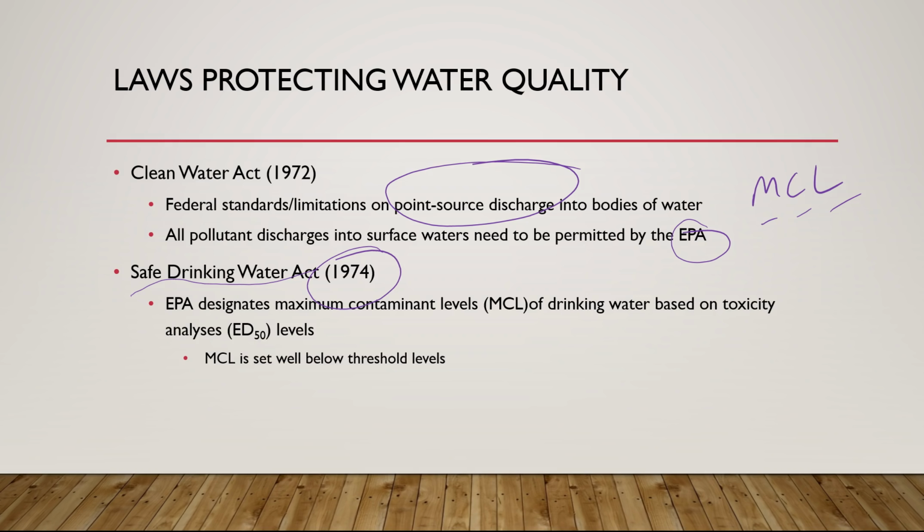The Safe Drinking Water Act sets much higher standards for our drinking water than what would be safe for discharge. Okay? So the EPA designates maximum contaminant levels also for our drinking water based on toxicity and ED50 levels, right? And that maximum contaminant level is set way, way, way below that threshold level. The idea is not to get it right up to that threshold level because, of course, our contaminant levels can fluctuate over time, right? So they set the maximum contaminant level well below the threshold level just so we're well within that margin of safety.